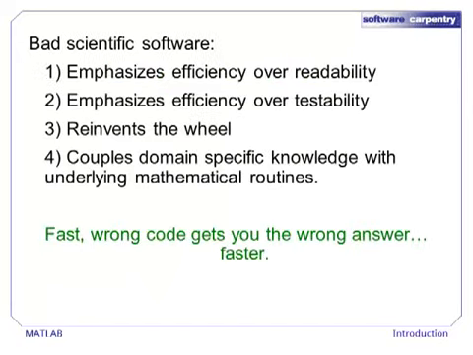Contrast good code with bad code. Bad code is hard for humans to read. It emphasizes small efficiency gains over human readability and testability. Often, it re-implements functions that have already been written and tested by someone else. Also, it can be hard to find the domain-specific algorithm among all of the low-level secondary routines.